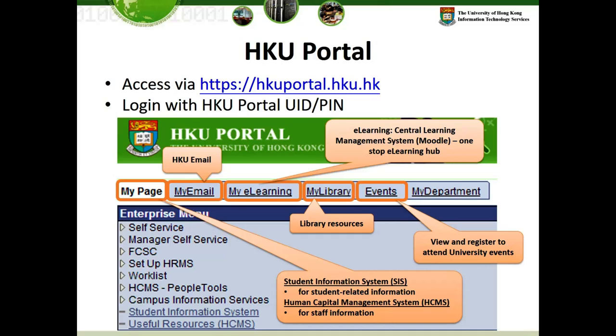Under My Page, you will see most of the information you need. Say for students, you will have to use very frequently the Student Information System, because all of your subject registration, your course information, or registering with your mentor, all those kinds of things are done on the Student Information System. For staff members, you will have to check the Human Capital Management System under My Page. For example, check your payslip, check your annual leave, that kind of thing.